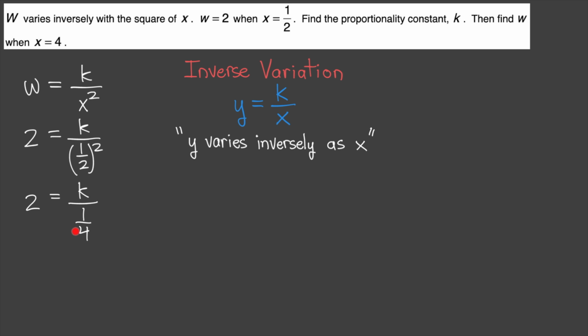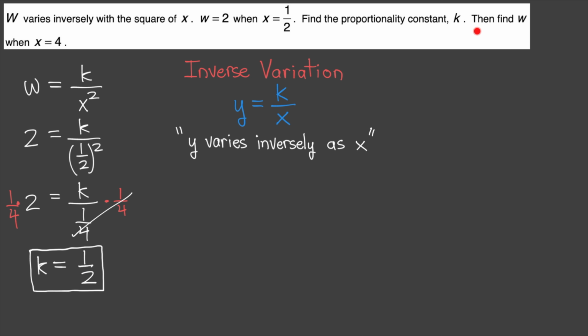Next, we want to simplify this here. We want to get rid of the 1/4 and isolate k. So I'm going to times both sides of the equation by 1/4 to get rid of the 1/4. So on the right side, the 1/4 just cancel. And we're left with k equals, and then we have 1/4 times 2. Well, this ends up being 2 over 4, which if you simplify it is 1/2. So we have found our proportionality constant k, and it's 1/2.